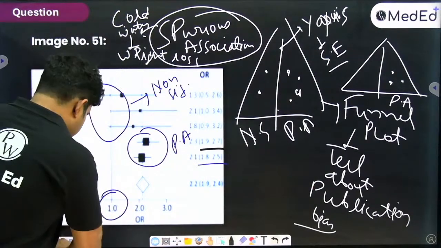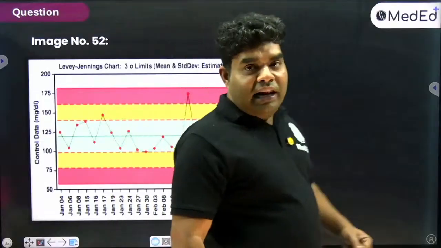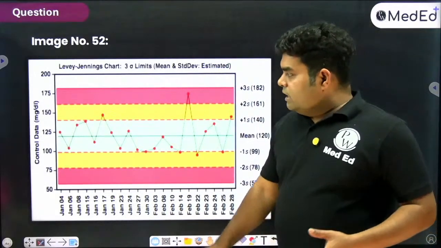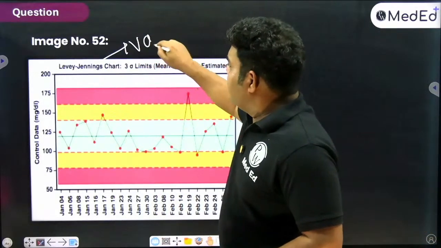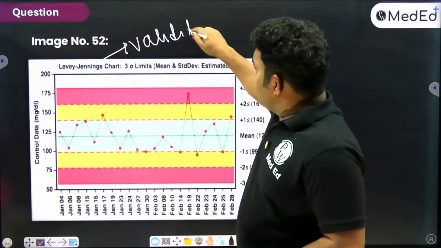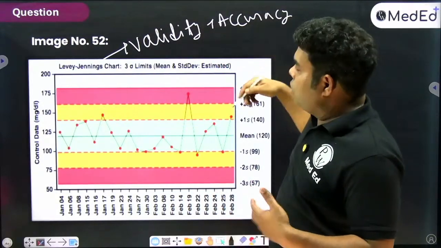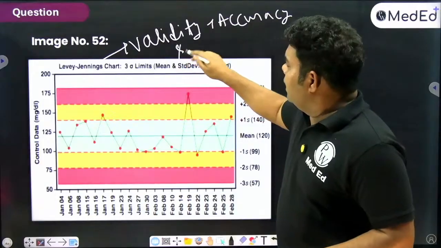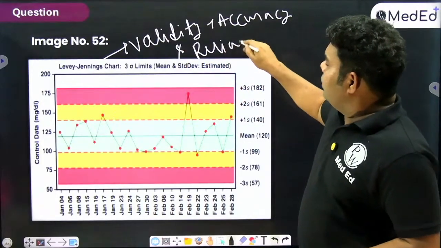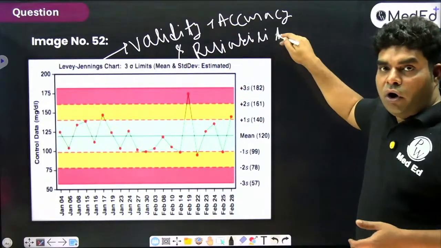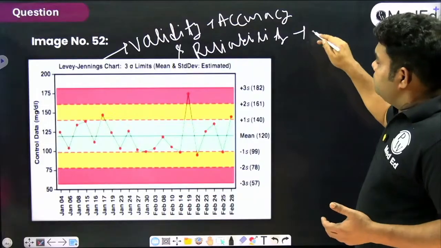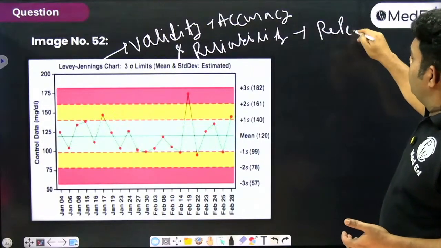So next, this is Levey-Jennings chart. What does it check? It checks validity and reliability. Validity means accuracy, whether the instrument is giving the correct result or not. And reliability means whether the data is repeating or not. So repeatability or precision is reliability.